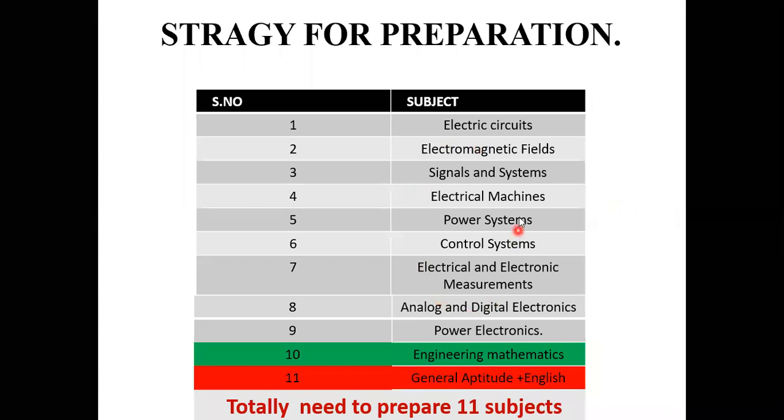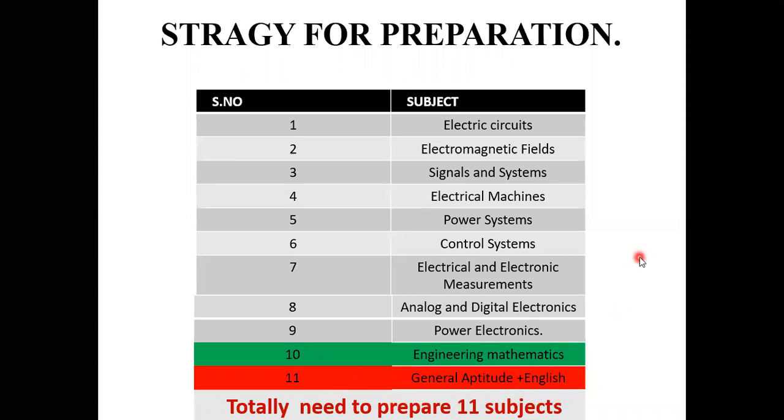So here, I can divide the total subjects into 3 sectors. The first one is the technical side, that is the core side. The second one is engineering mathematics. And the third sector is general aptitude. So when you observe here, totally we need to prepare 11 subjects.